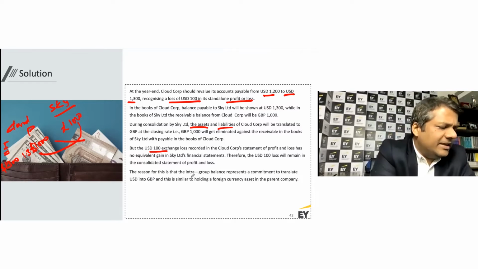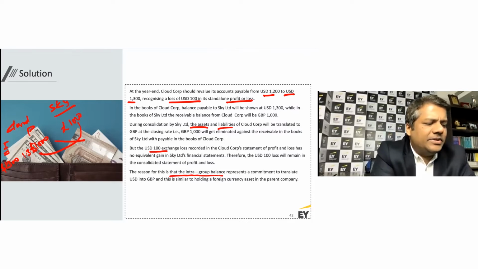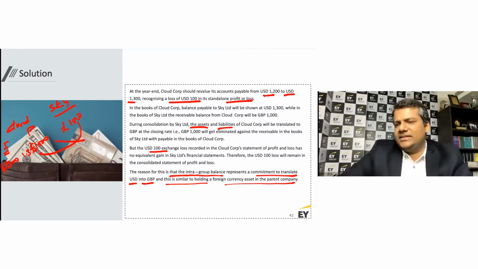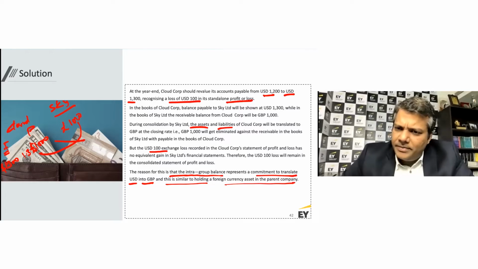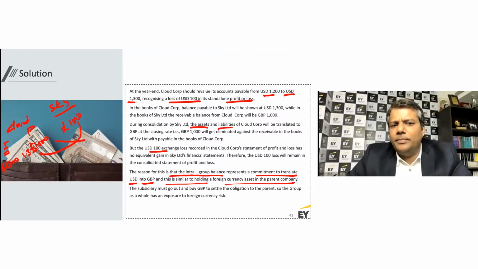The reason for this is that the intra-group balance represents a commitment to translate USD into GBP, and this is similar to holding foreign currency assets in the parent company. All right. The subsidiary must go out and buy GBP. That is what you will have to do to settle the obligation to the parent. So the group as a whole has an exposure to foreign currency risk.